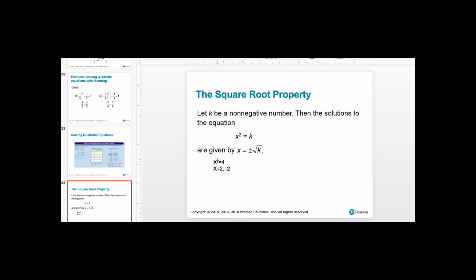So if I was to solve this using this property, I would take the square root of the left-hand side and the square root of the right-hand side and put the plus or minus in front of it. The square root of 4 is 2, but with the plus or minus, there's the positive 2 version and the negative 2 version. So that's what the square root property is.